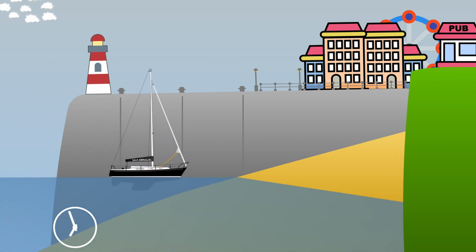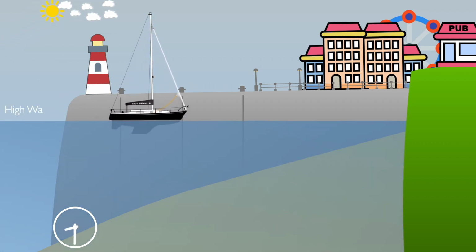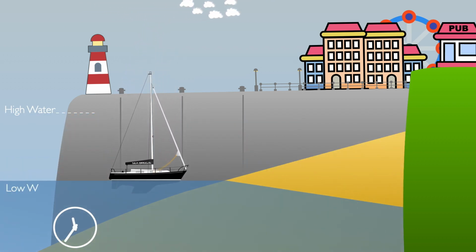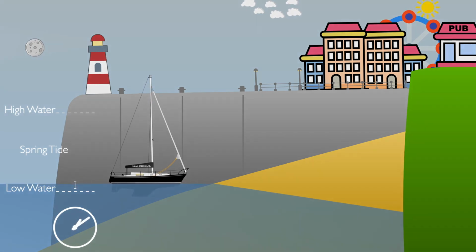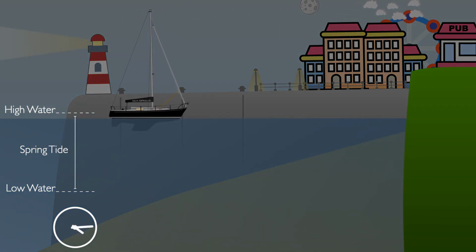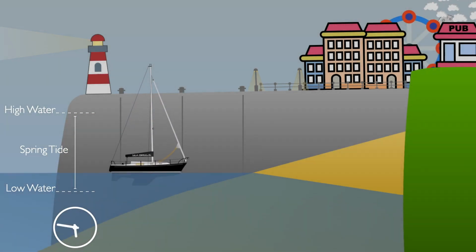Around the time of a new or full moon, we experience the peak tidal range in the cycle. This is a spring tide. In the UK, this will result in 2 large tides in just over 24 hours.